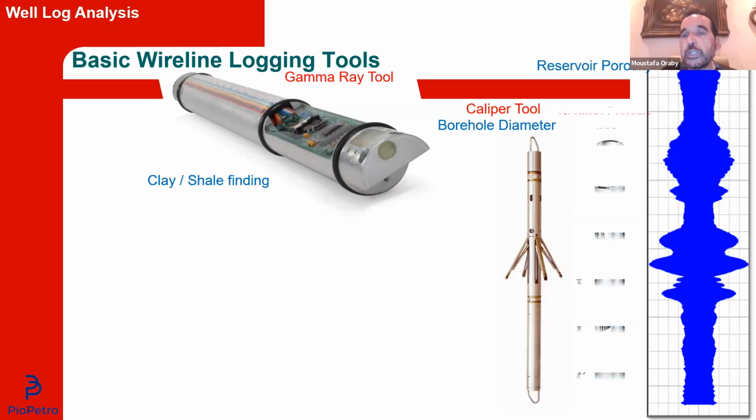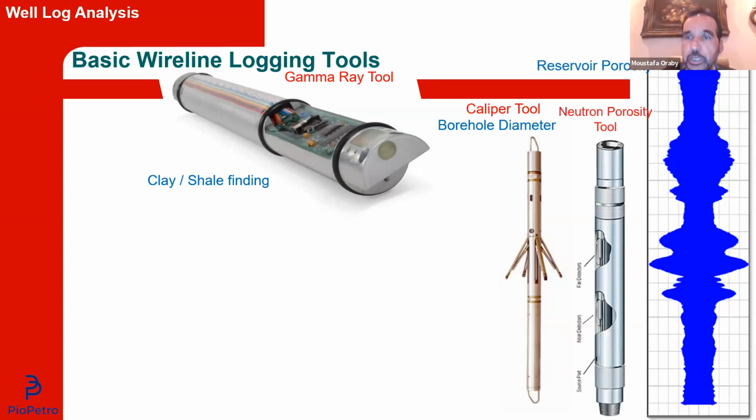Then we go for the tool that measures porosity, which is the neutron. This is the third one that we run. The neutron tool measures neutron porosity. We actually talked about this tool before, and we said that it measures the hydrogen concentration, or hydrogen index, or the number of hydrogen atoms. Take it any way you like, just to explain to yourself what this tool is actually reading.